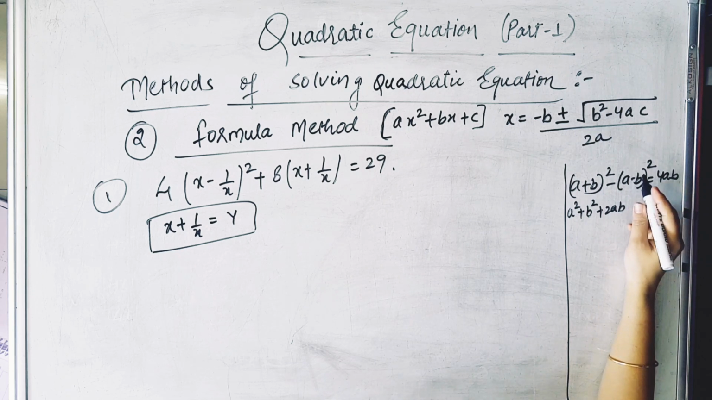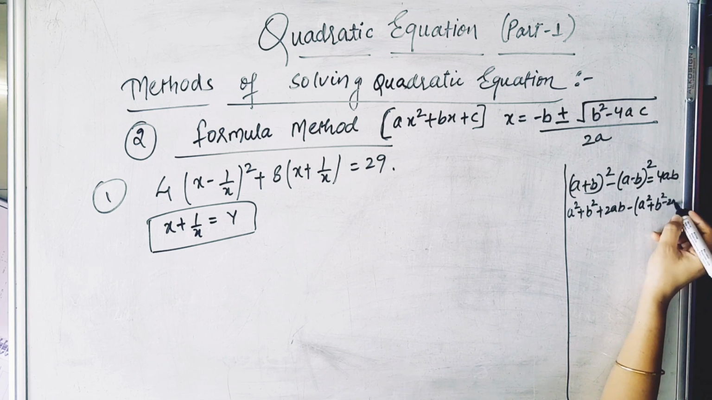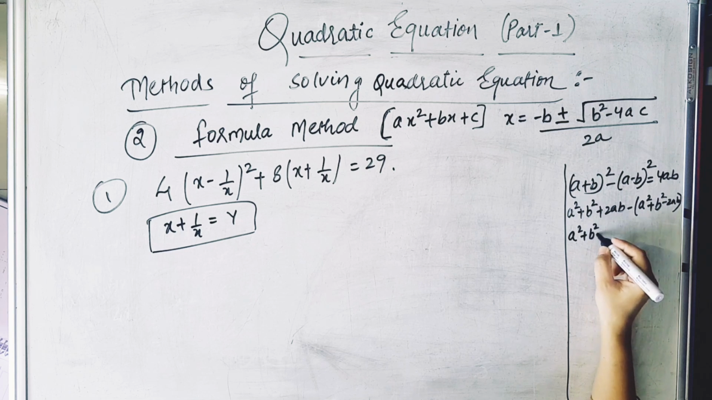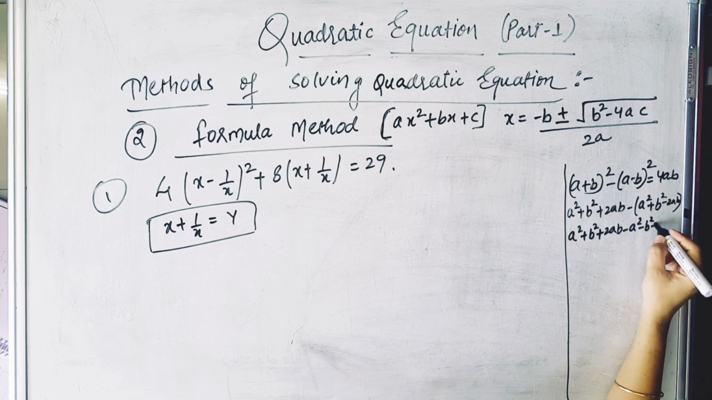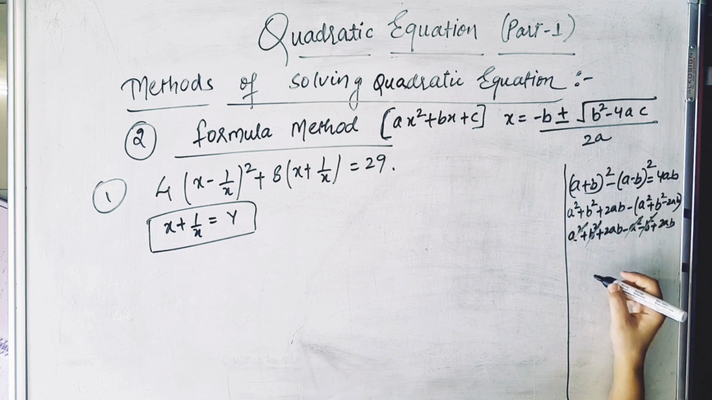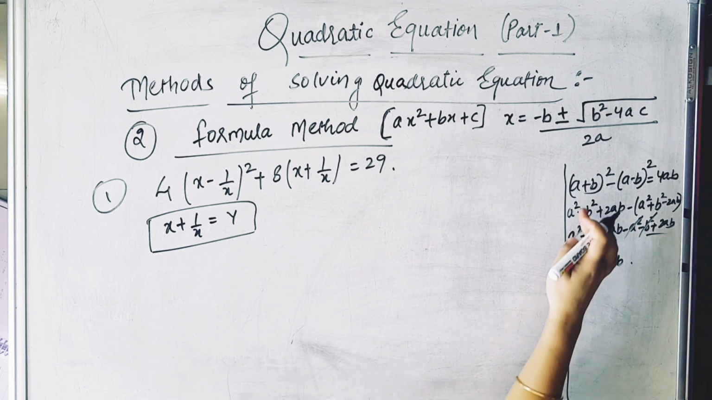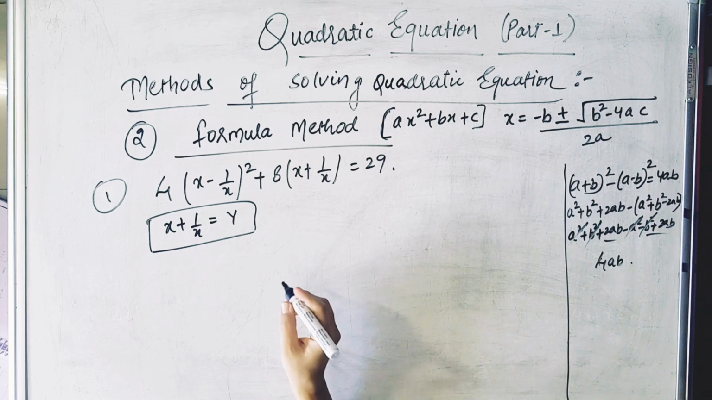If I'm doing (a minus b) whole square, that is a square plus b square minus 2ab. So the minus sign shifts inside, all signs will be changed, so it will become plus 2ab. This b square gets cancelled, a square gets cancelled. Hence we have got what? 4ab. So this is the same identity we'll put over here. What we know? (a plus b) whole square minus (a minus b) whole square is 4ab.